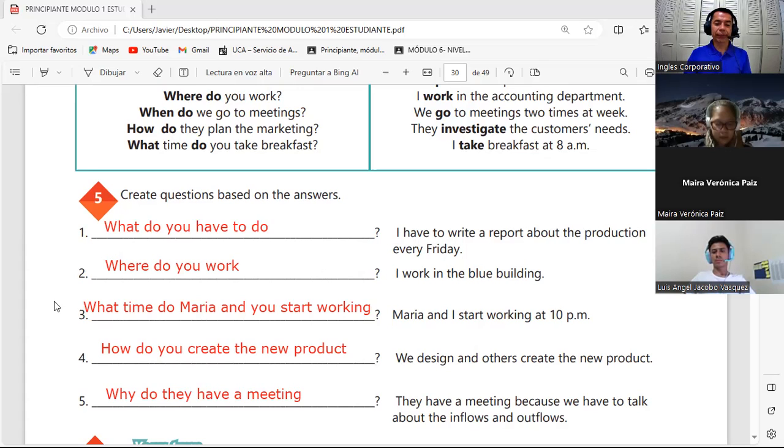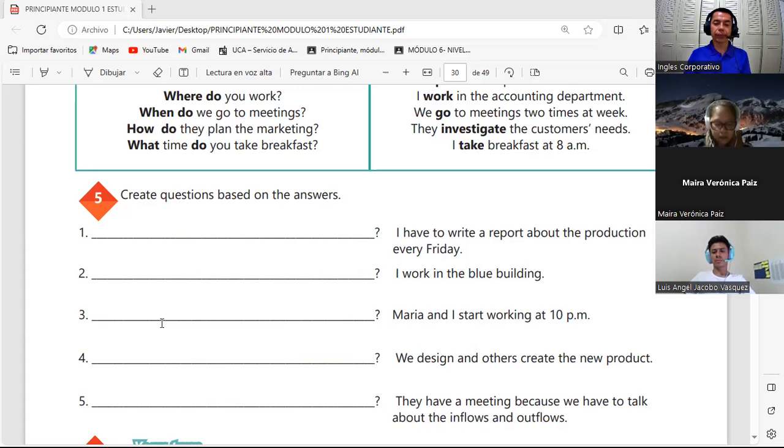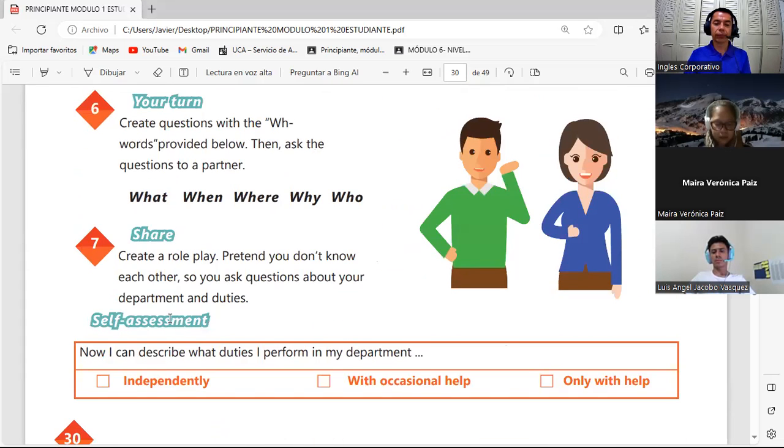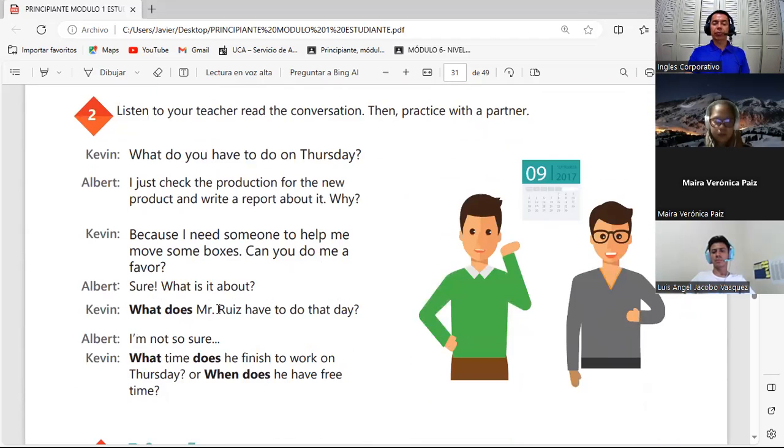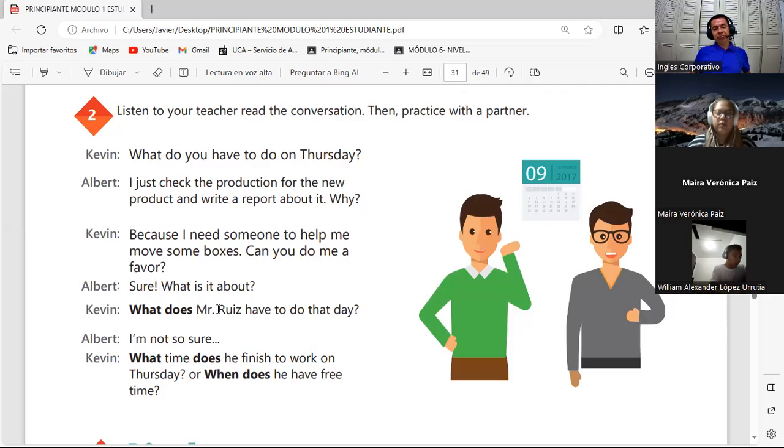Now, let's go to the next part, right? Okay, in this conversation, if you remember, last class, we were talking about Albert and Kevin, and they were asking for help, right? And we have this conversation. Listen, what do you have to do on Thursday? And Albert says, I just checked the production for the new product and write a report about it. Why? And Kevin said, because I need someone to help me move some boxes. Can you do me a favor? And Albert says, sure. What is it about? And Kevin says, what does Mr. Reese have to do that day?